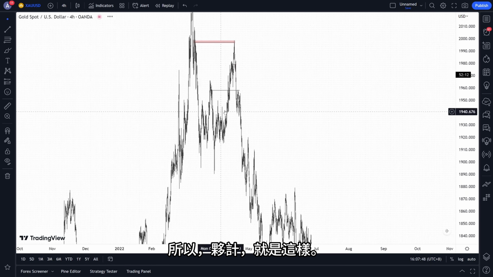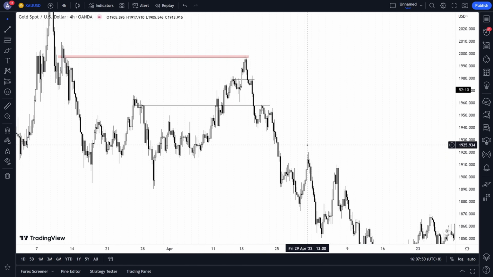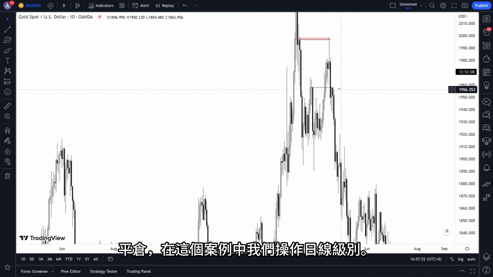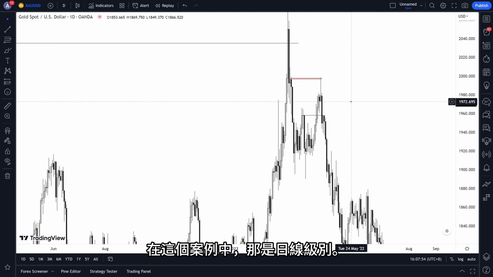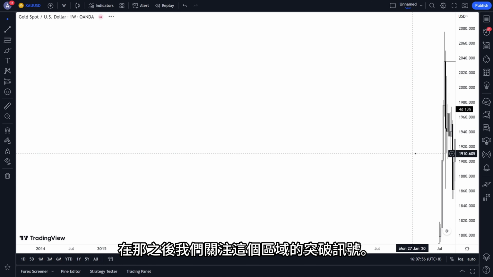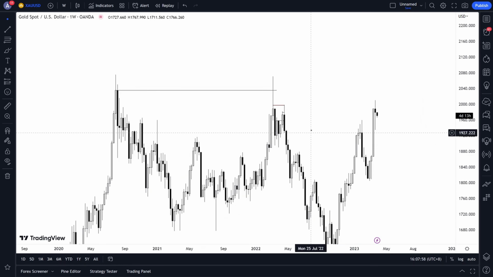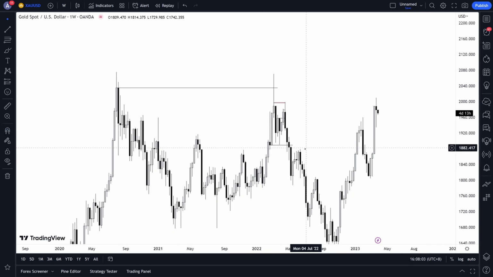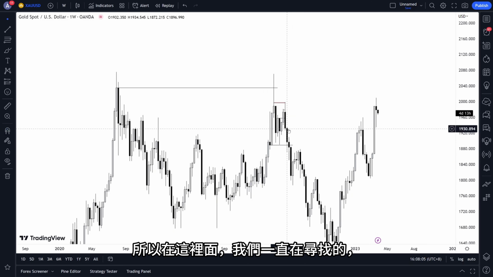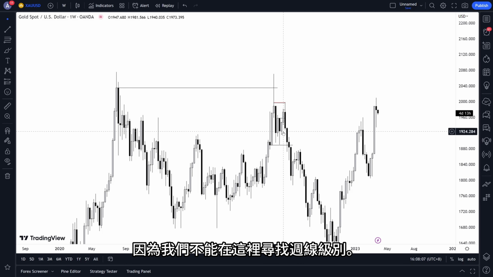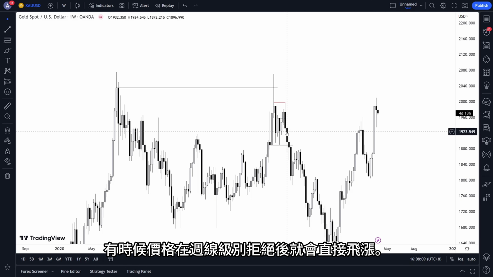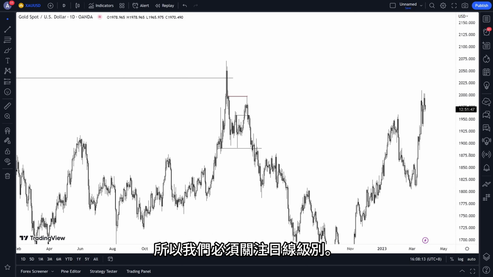So yeah, man, that's it. Sells off, and we're playing dailies in this case. In this case, that was a daily, and we are paying attention after that to the sign of break on this area. And so inside here, all we're looking for, because we can't be looking for weeklies in here, we can be, but it's going to take a long time. Sometimes price rejects on the weekly and just flies up. So we got to pay attention to the dailies. What's happening on the dailies?